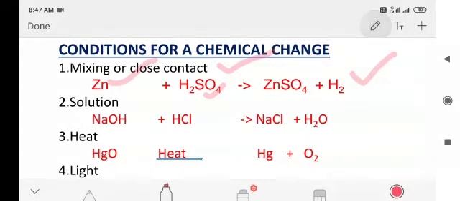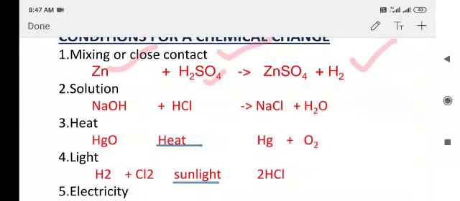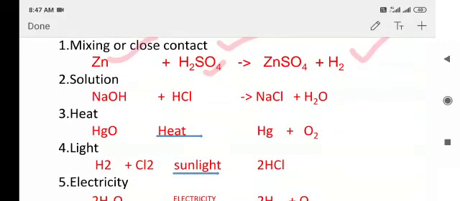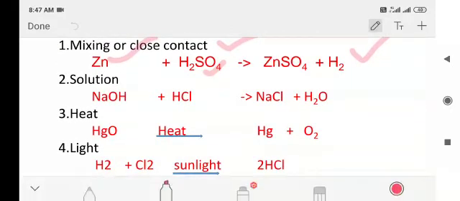And the second condition for a chemical reaction is a solution. Some substances, if they are in solid state, will not react. So they need to be converted into solution form. In the second case, this is called a neutralization reaction because an acid is reacting with a base to form a salt and water, and this reaction takes place only if acid and base both are in solution form. So that is the second condition.